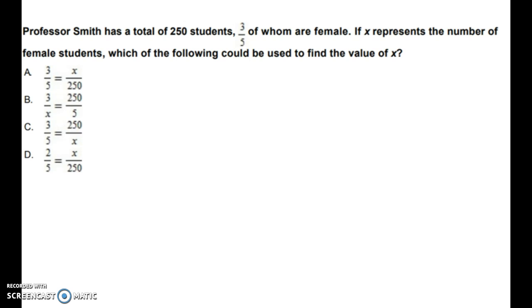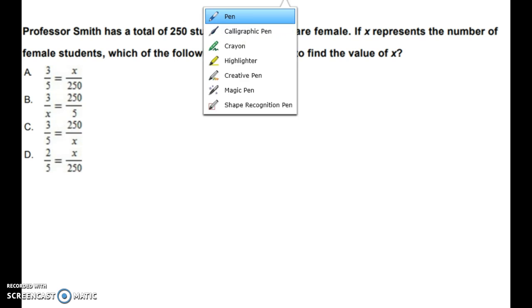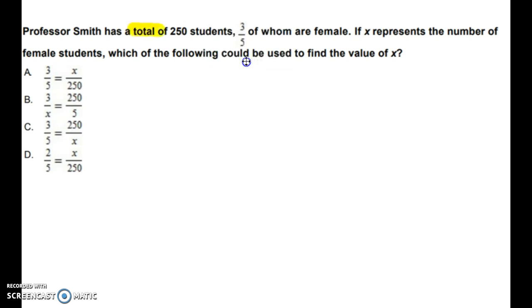If X represents the number of female students, which of the following could be used to find the value of X? Well, when we set up our proportion, we'll have to find the two things that we're comparing: the total number of students and the number of female students. When you are given a fraction in the question, fractions are made up of the part over the whole, or what you're looking for over the total. So I know that we're looking for female students and the total number of students.